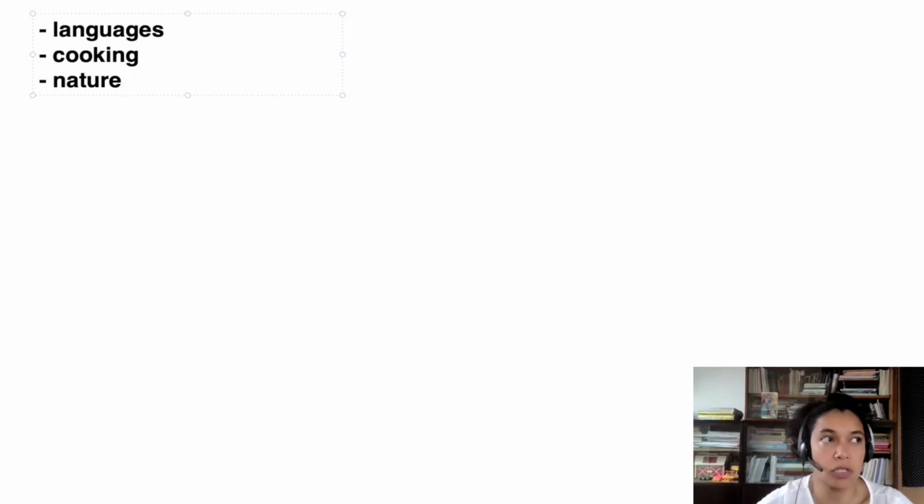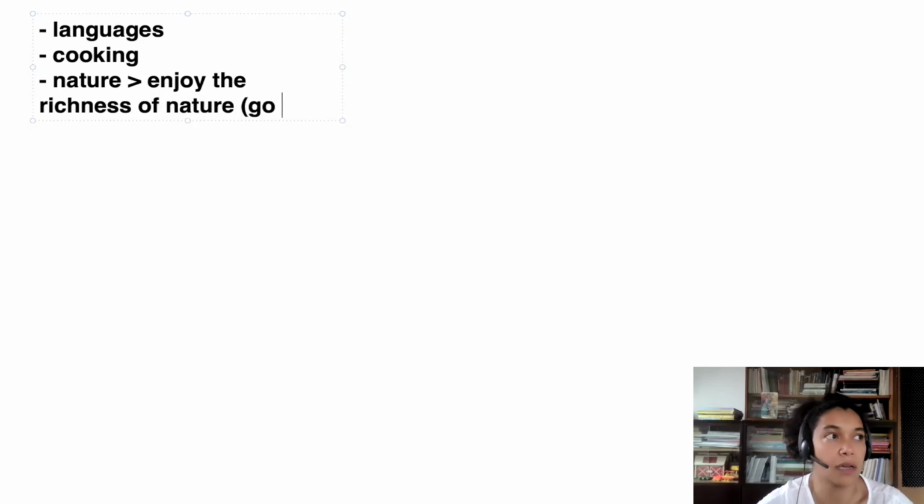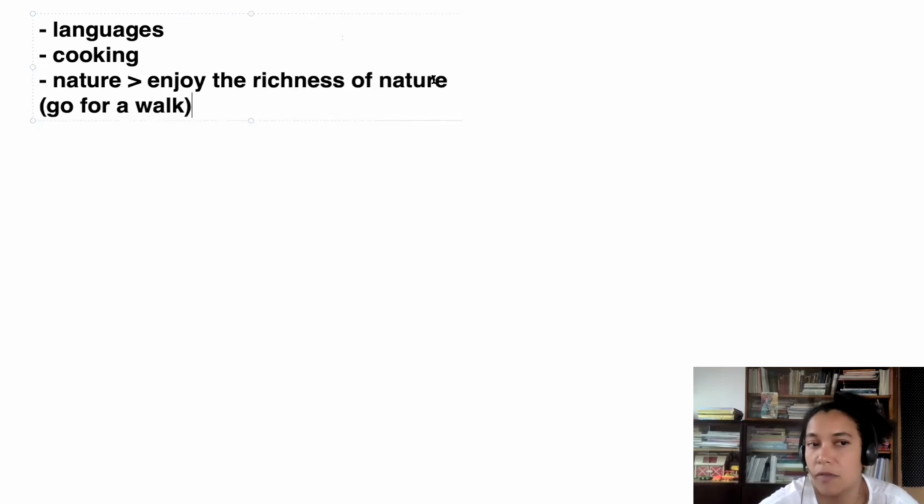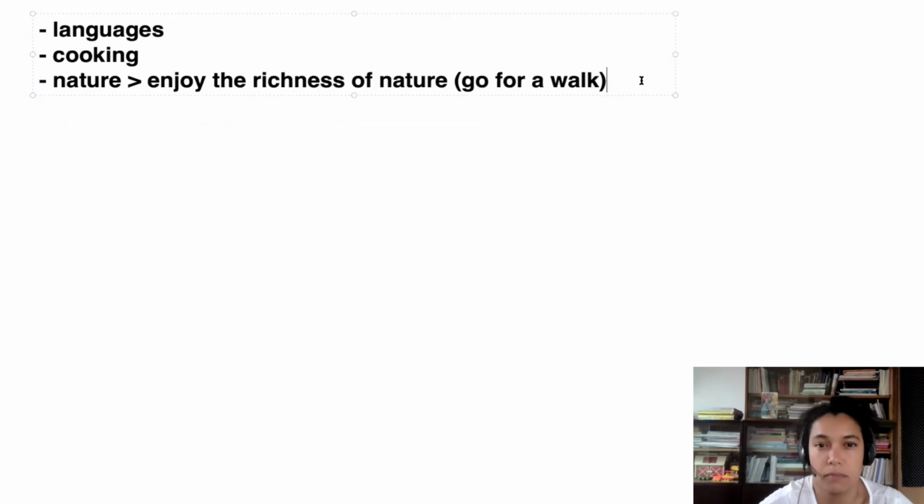Yes, I just enjoy the richness of nature in every season of the year. So, for example, go for a walk, or if I can work also in my garden, or if I can pick up mushrooms, things like this. So just enjoy the richness of nature and simplicity of it, actually. Oh, that's cool. That's cool.